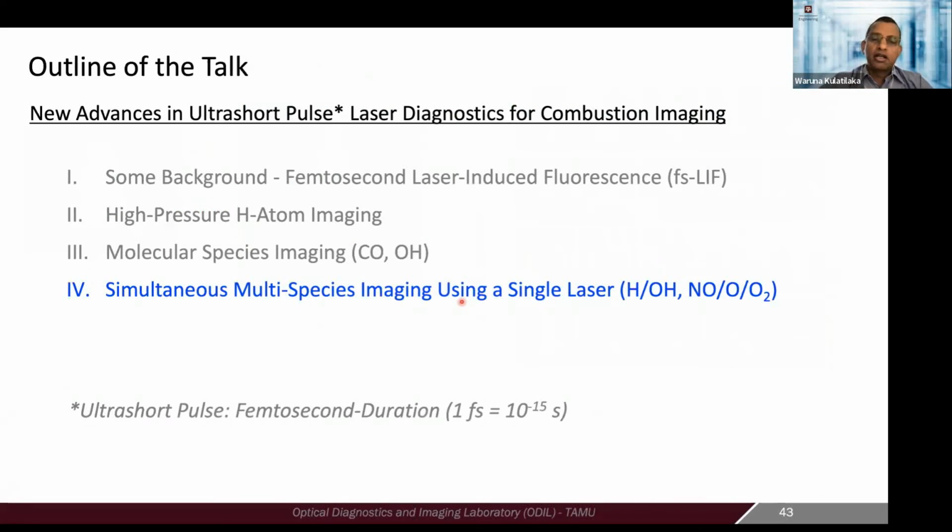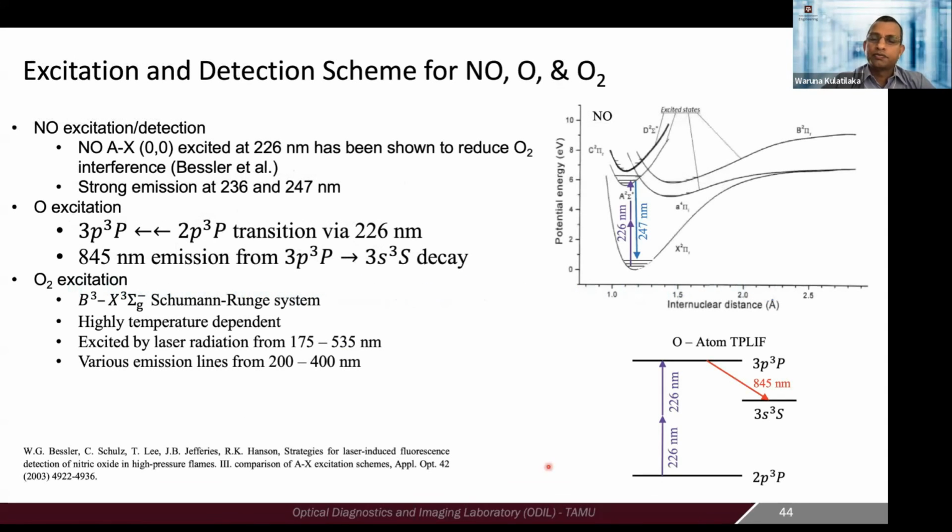Okay, so with that in mind, I will switch to the last part of this one. So you'll see the broadband femtosecond pulses can be advantageous because you can try to excite multiple species at the same time using one laser. So indeed, we have tried to take advantage of that, and in this case, I will show two examples. One is doing H and OH, hydrogen atom and OH at the same time, and then this most recent one, we're doing NO, but we can detect the O atom and O2 also at the same time. So let's look at the NO and O and O2 system.